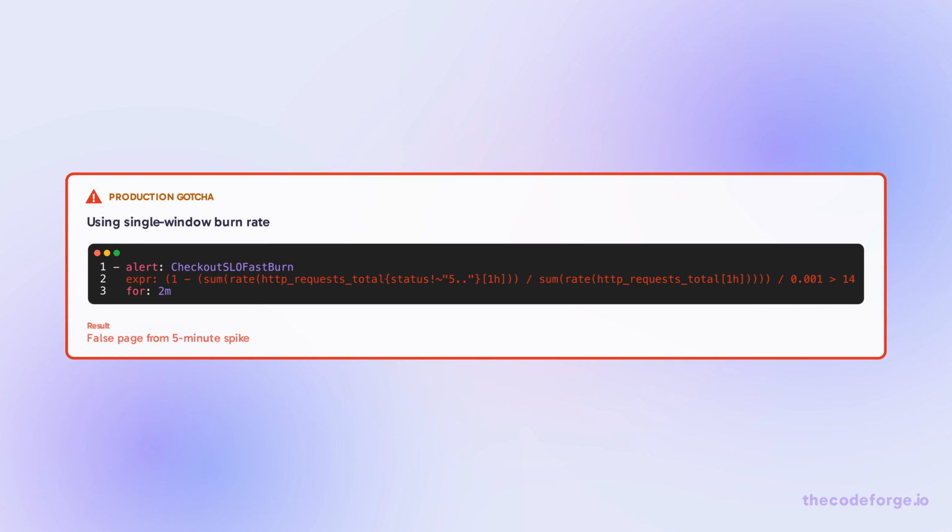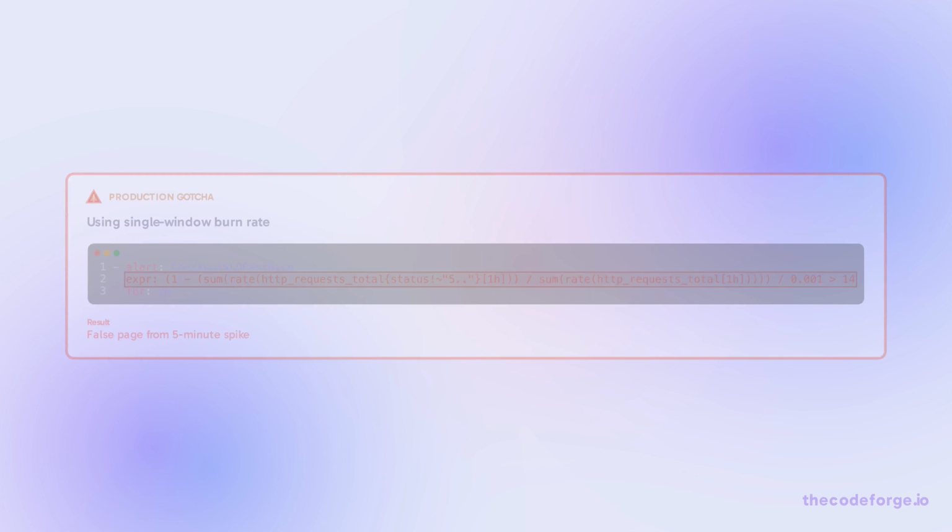A single window burn rate alert can fire from a short spike that self-corrects. The 1-hour window still sees the spike and pages the engineer for nothing. Multi-window avoids this by requiring both windows to be elevated.